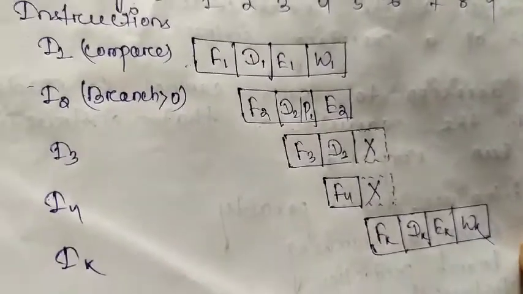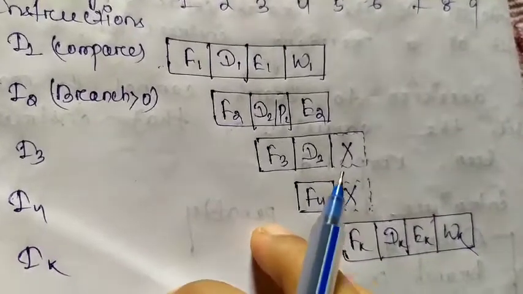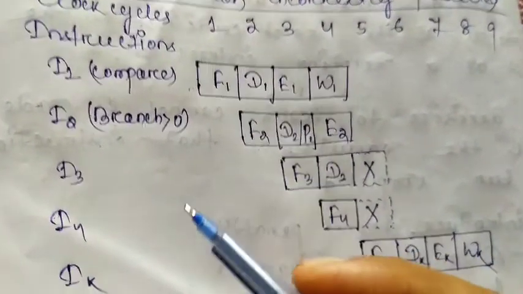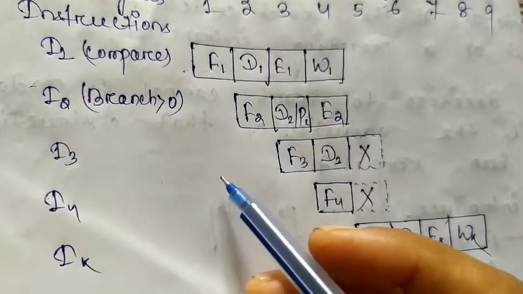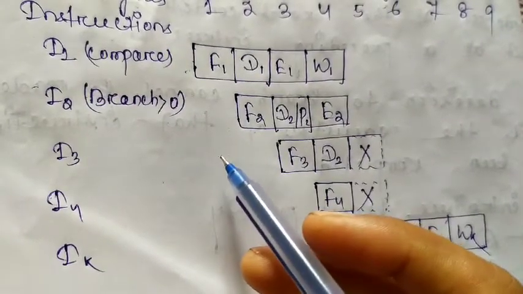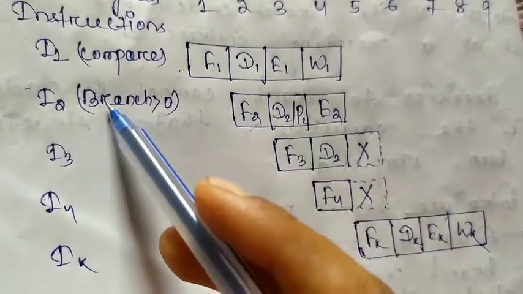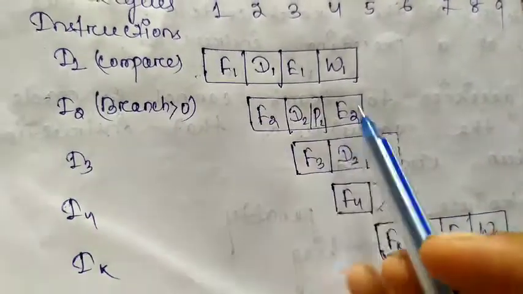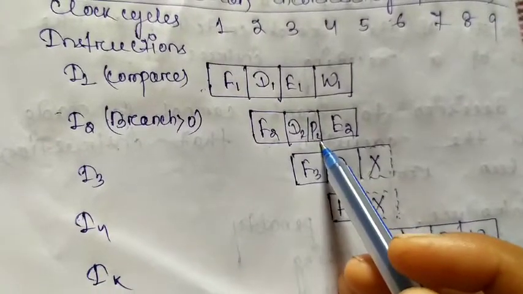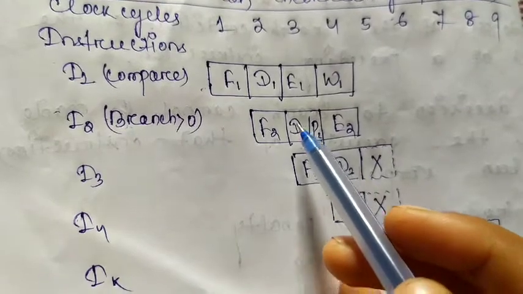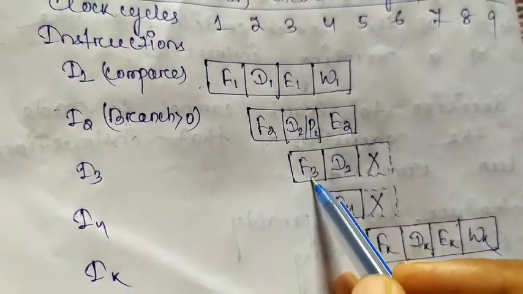Okay, so an incorrectly predicted branch is illustrated here. It is a four-stage pipeline concept. This figure shows a compare instruction which is followed by a branch instruction. Branch prediction takes place in clock cycle 3, and instruction I3 is already fetched.